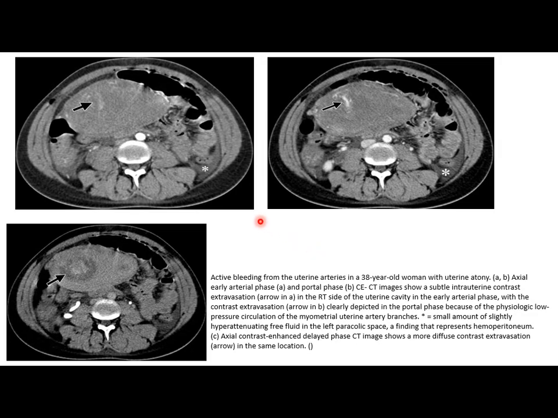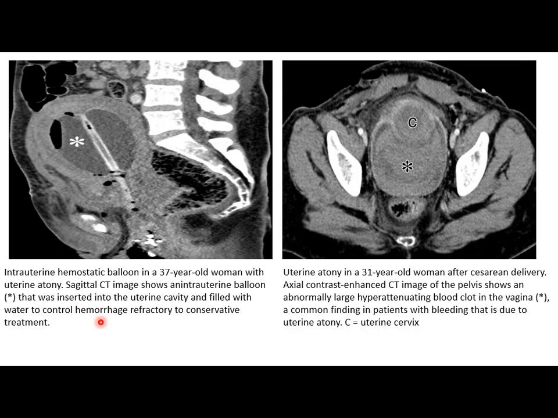Also, this is an axial section of contrast enhanced CT at arterial phase and at venous phase. For example, there is extravasation of contrast into the uterine cavity, which becomes more prominent on the venous phase because of the normal physiological low pressure within the venous system, and in the late phase there is more appearance of continuous bleeding. This is due to uterine atony.